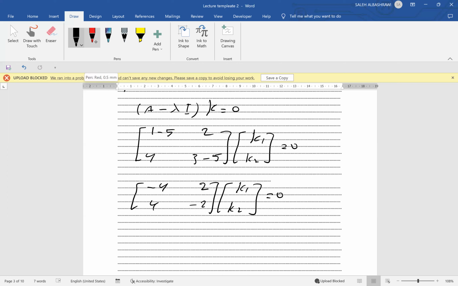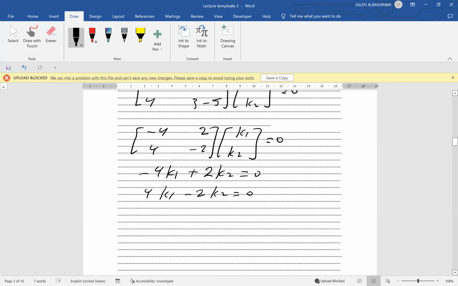So writing the system in this form, minus 4K1 plus 2 K2 equal to 0. Second equation is 4 K1 minus 2 K2 equal to 0. From this equation, I can find the relation between K1 and K2. So we see that K1 equal to 1/2 K2. Same thing from the second equation. So we have this relation, K1 equal to 1/2 K2.